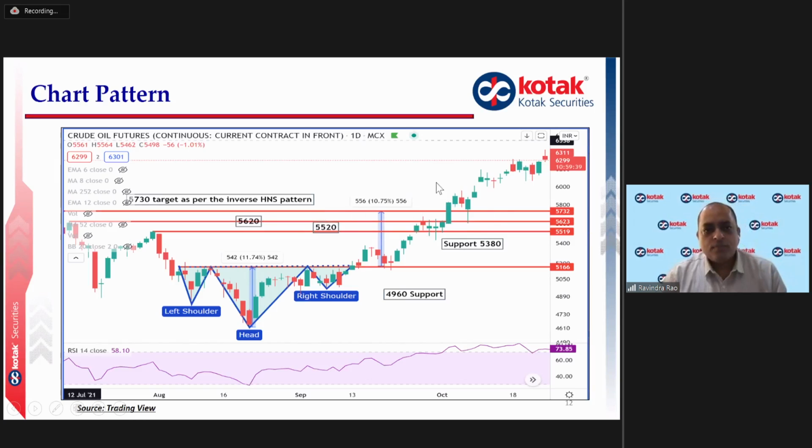So this is what is called a chart pattern. This is just the inverse head and shoulder that I have shown, but there are different patterns like cup and handle, wedge breakout, breakdown. Then we have triangle breakout. So there are a lot of different chart patterns that one can go through.